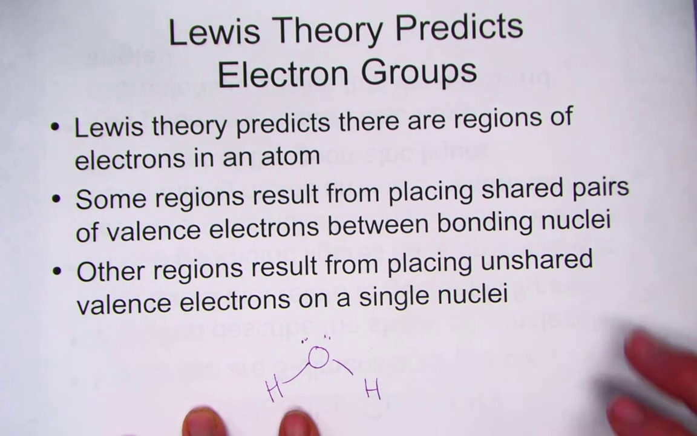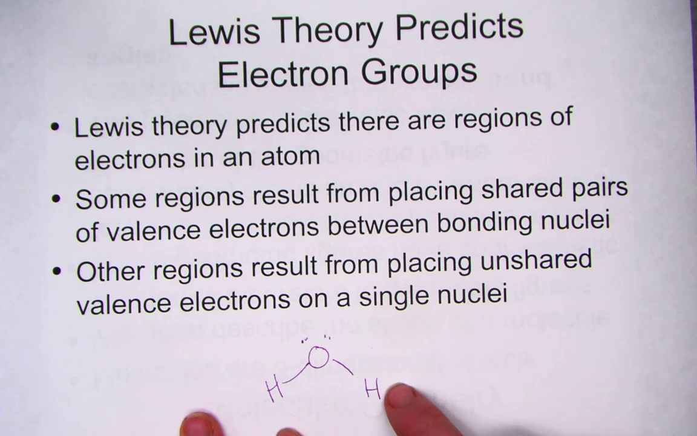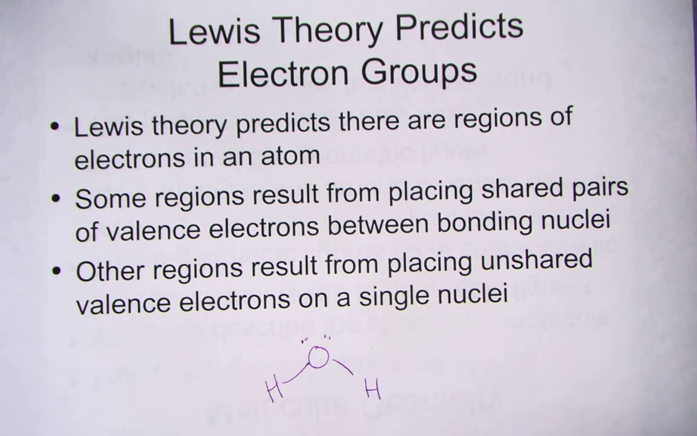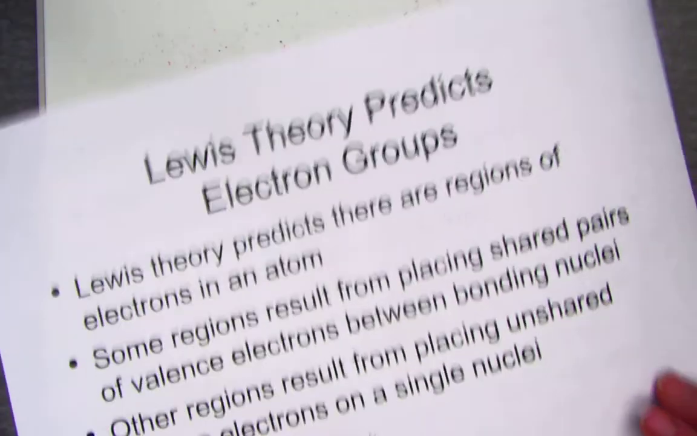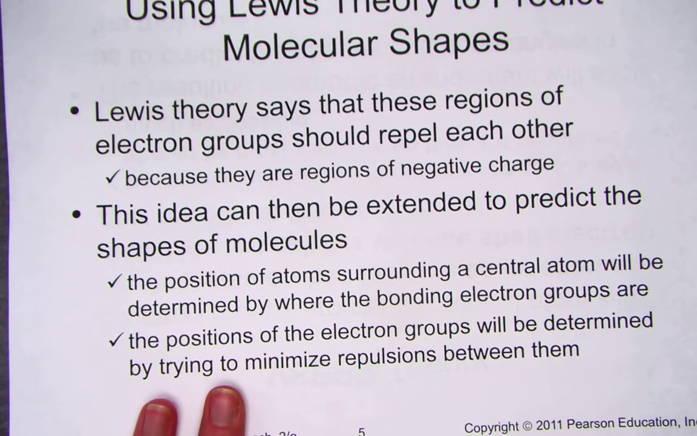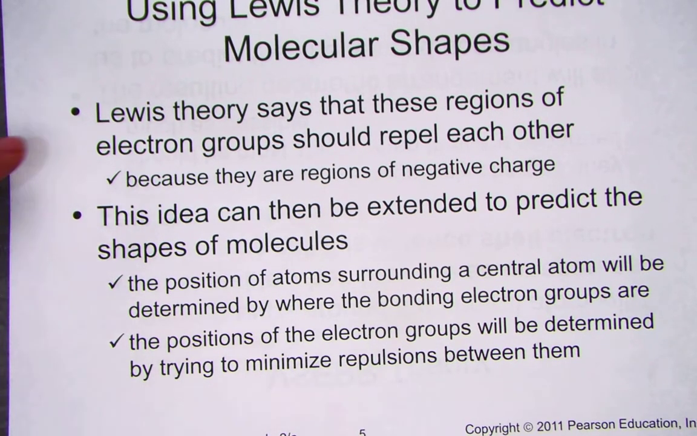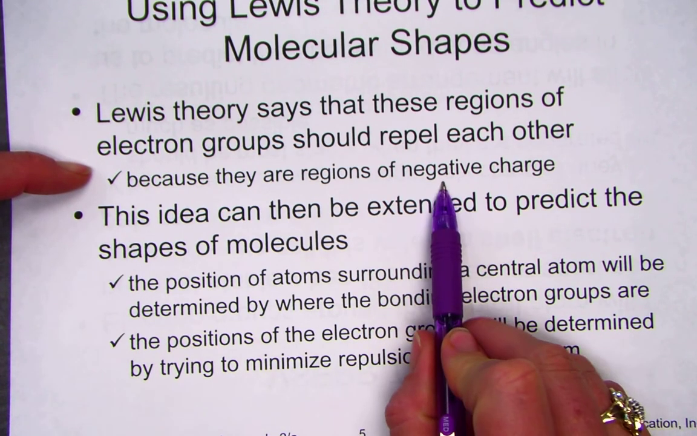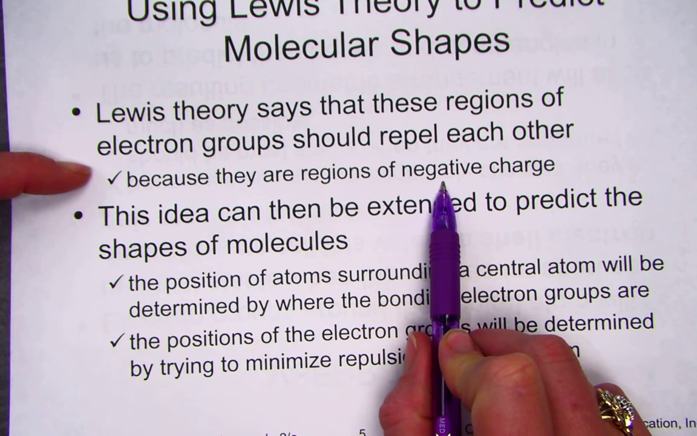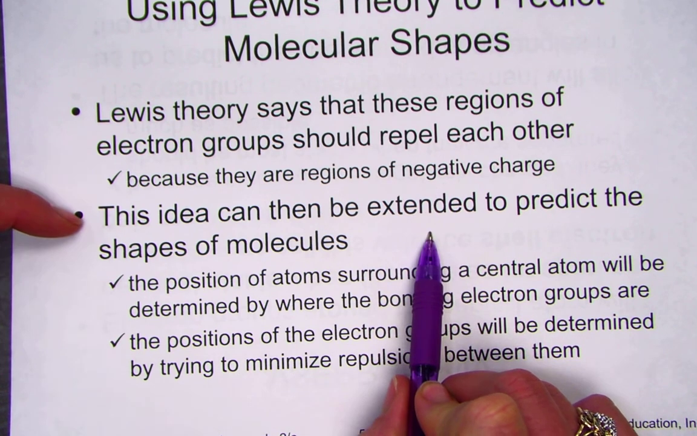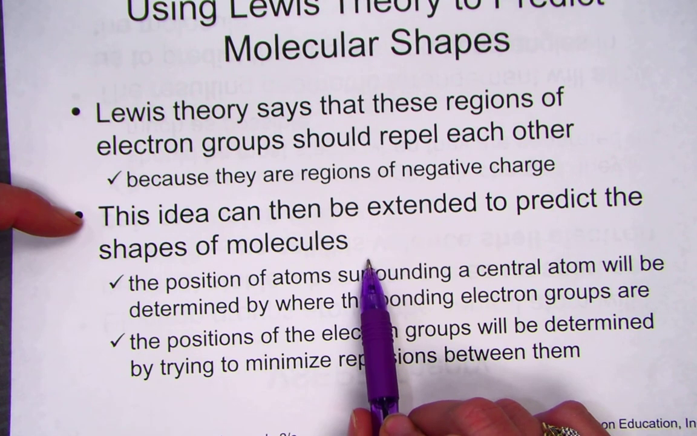The Lewis dot theory, which really just helps us predict how the atoms bond together, will take a next step in thinking about the shape at which we're using to draw them. As we think progressively in terms of the Lewis theory, those are the things we need to understand. If I have regions of electron groups, we know that electrons have like charges. They're both negative. They're going to repel each other. That idea can then be extended to predict the shapes of molecules.